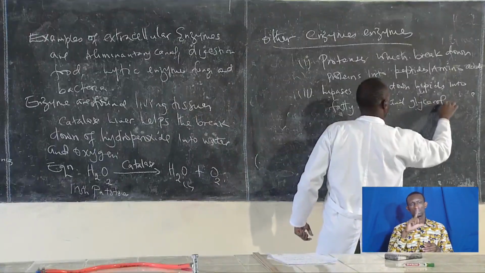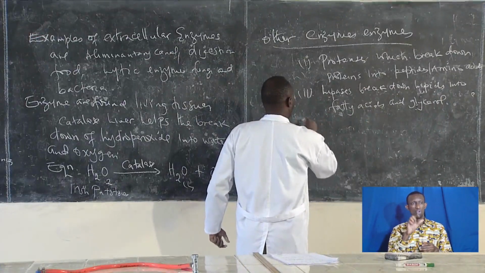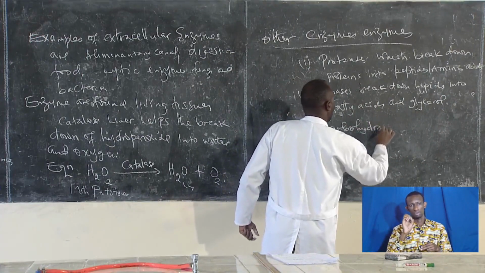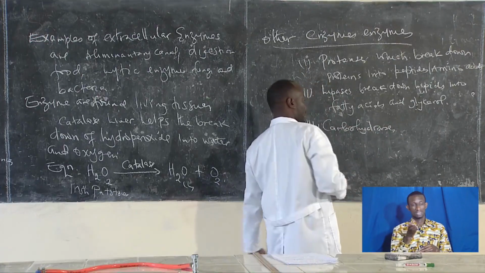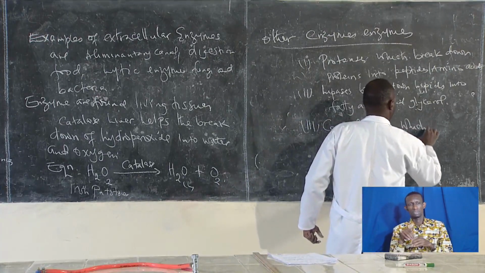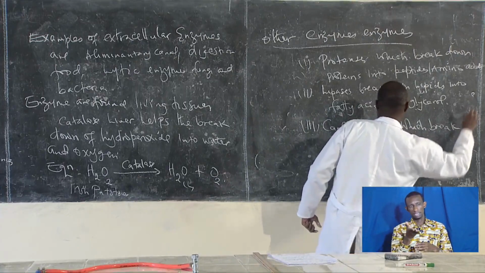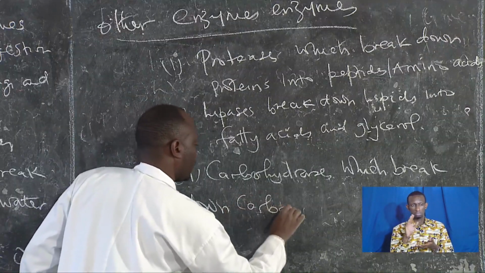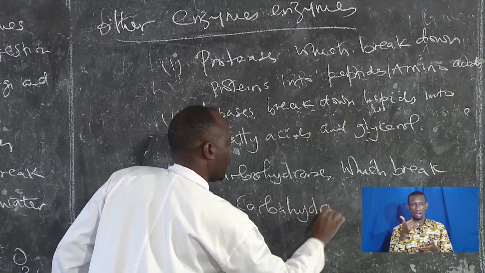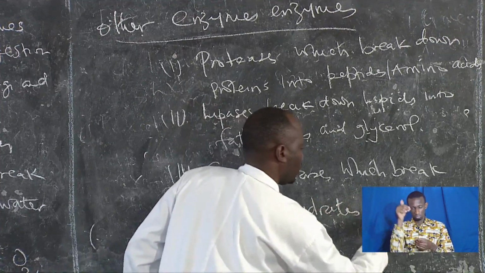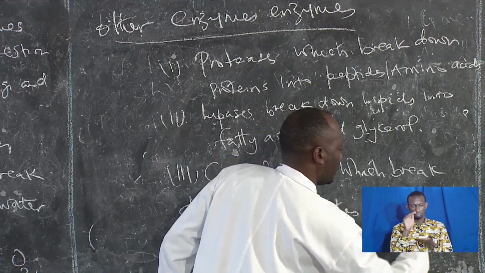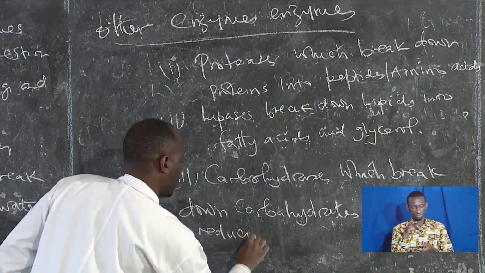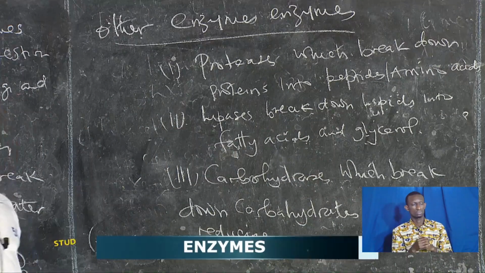All right. We have number three, which is carbohydrase. These are enzymes that normally act on carbohydrates, which break down carbohydrates into reducing sugars. Take an example. They convert starch into maltose.